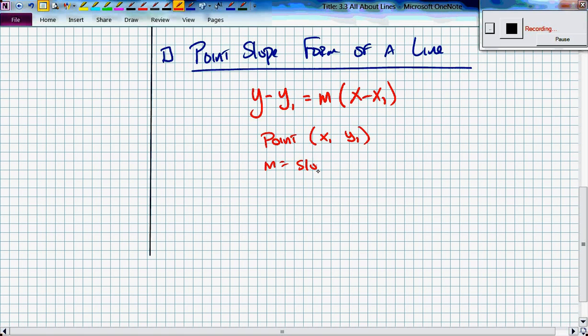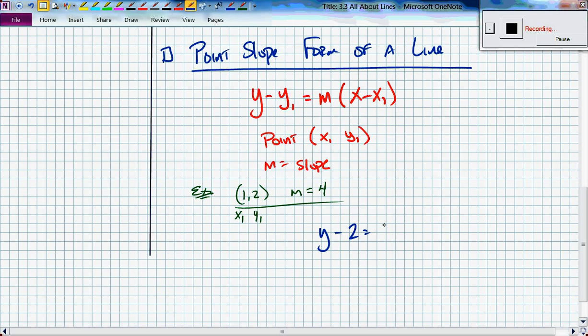So, for an example, if I give you a point (1, 2) and I give you a slope of 4, put this into point slope form. It can be easier. Well, the 1 stands for the x1, and the 2 stands for the y1. If I put that into my formula, I get this: y minus 2 equals 4 times x minus 1.